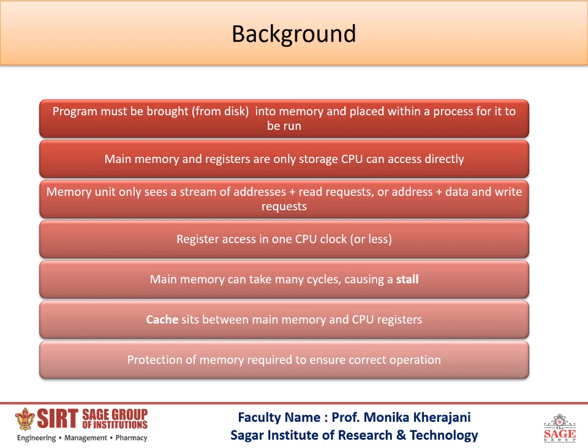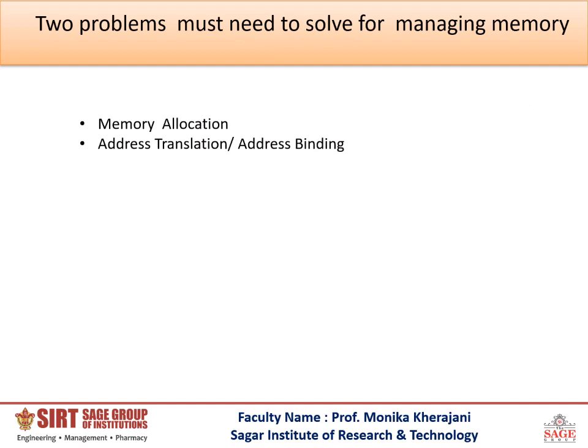And protection of memory is required to ensure correct operation. So these are all the criteria to consider when we manage the memory. Whenever any process is moved from hard disk to main memory, all of these should be kept in mind and performed in managing the memory. Now, when we manage the memory, two problems always arise, and these two problems must be solved.